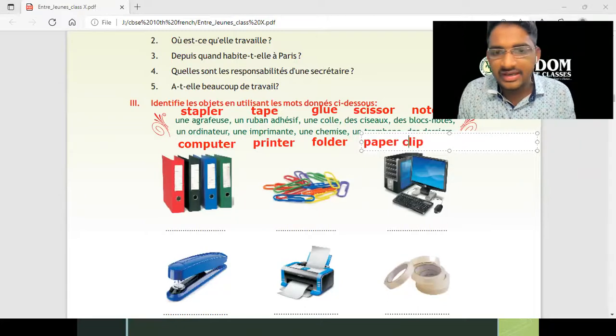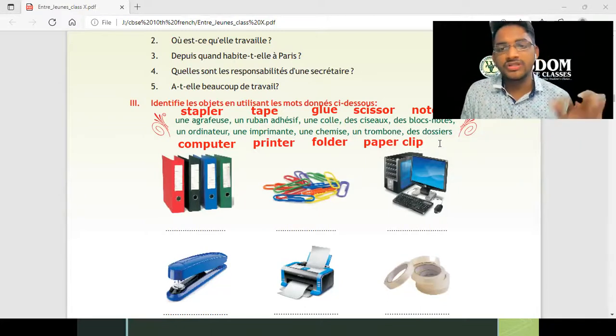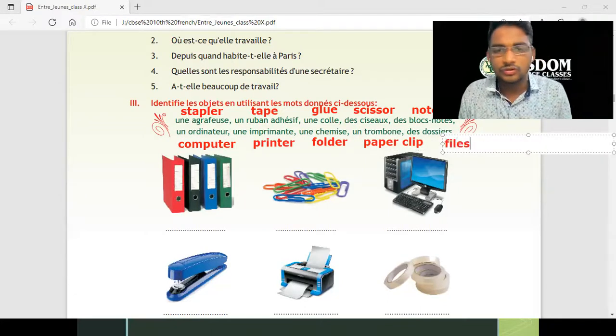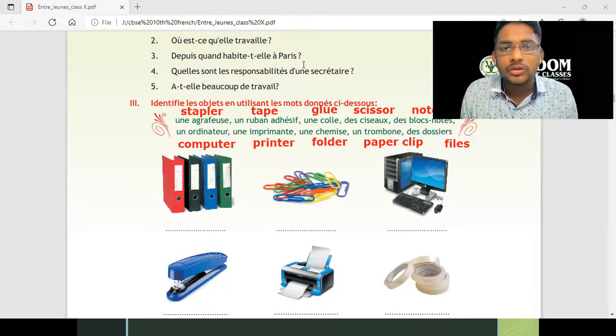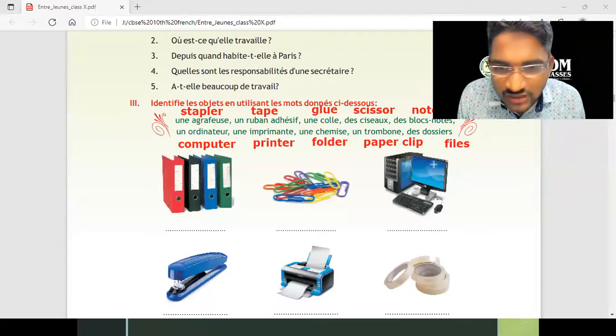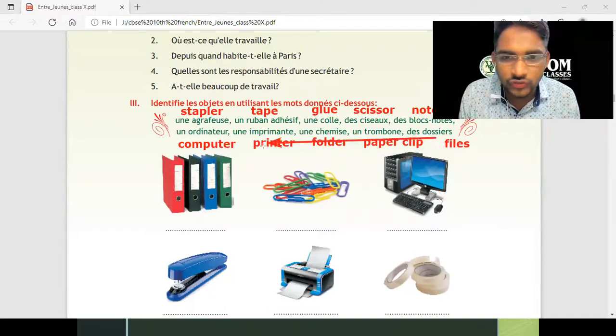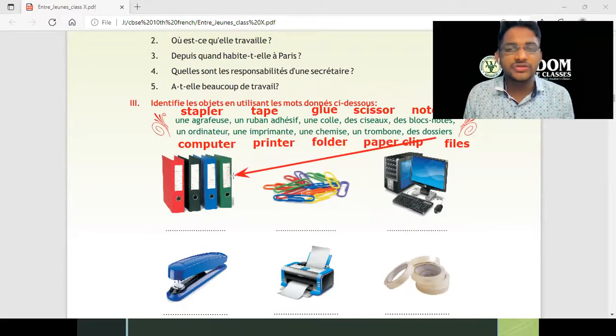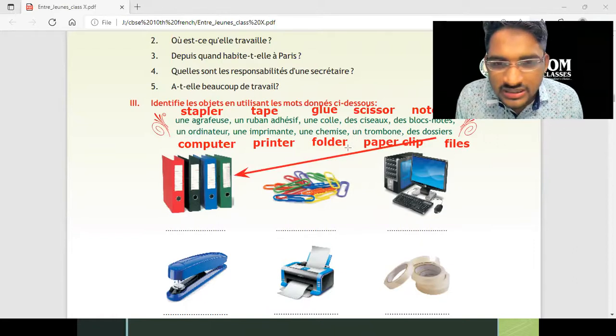And the last one is dossier. Dossier means files. So let's answer. What do we have to do? We have to just match. So first one, we have files over here. So I can just put dossier. So dossier is going to come over here. The dossier. This is une trombone.